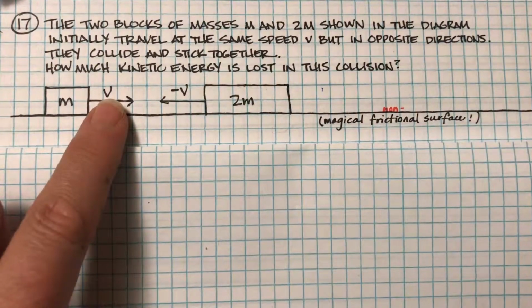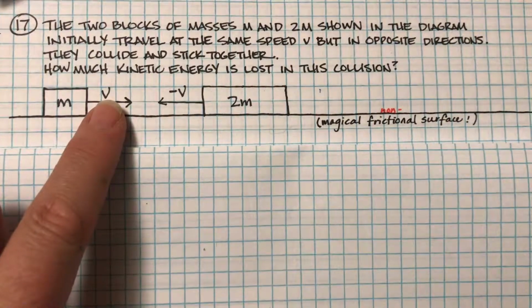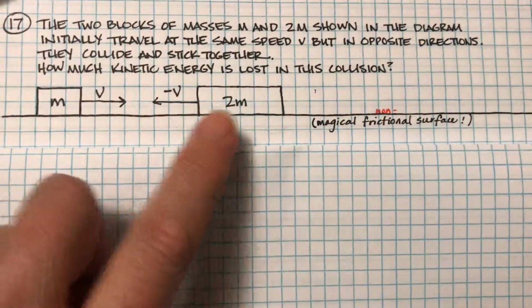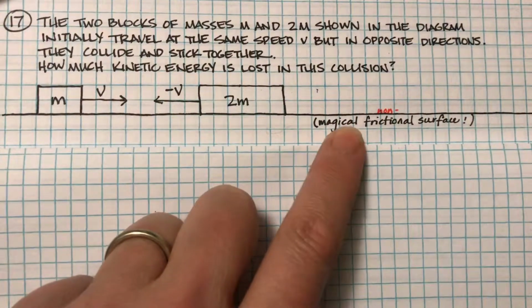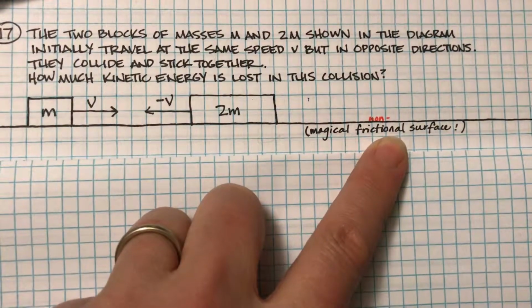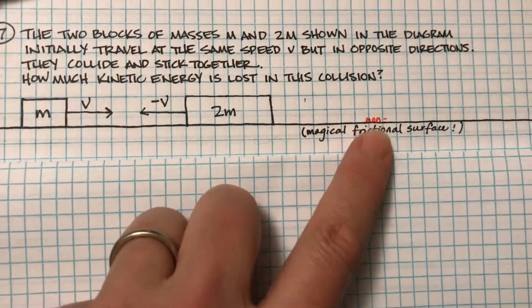A couple of things I want to point out about this little drawing before we go on, though, is that I messed up over here. I wrote magical frictional surface. I meant frictionless, and so instead of using whiteout, I just wrote non up there.